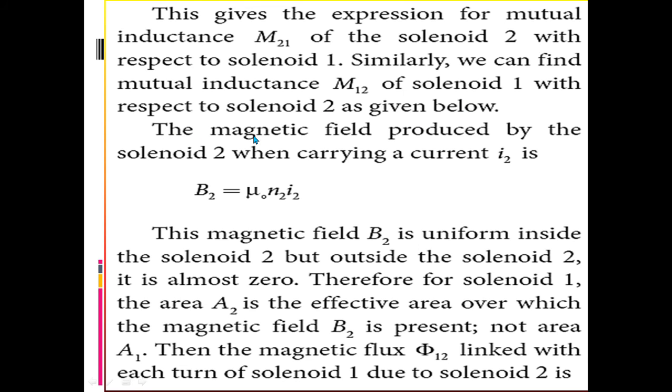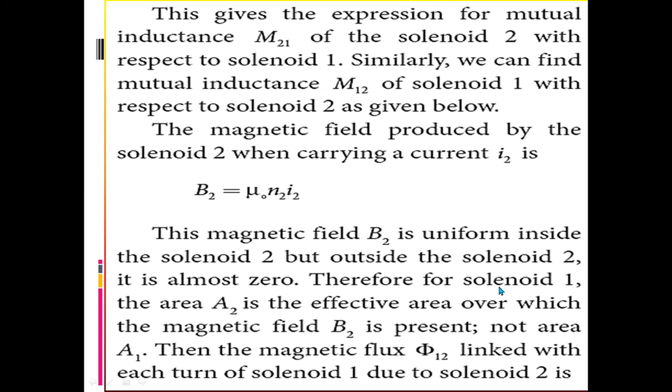The magnetic field produced by solenoid 2 when carrying a current I2 is B2, equal to mu naught n2 I2. This magnetic field B2 is uniform inside solenoid 2, but outside solenoid 2 it is almost 0. The magnetic field is uniform inside and almost zero outside. Therefore, this point is very important.